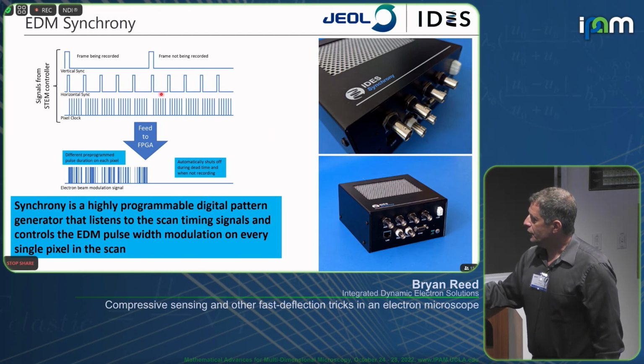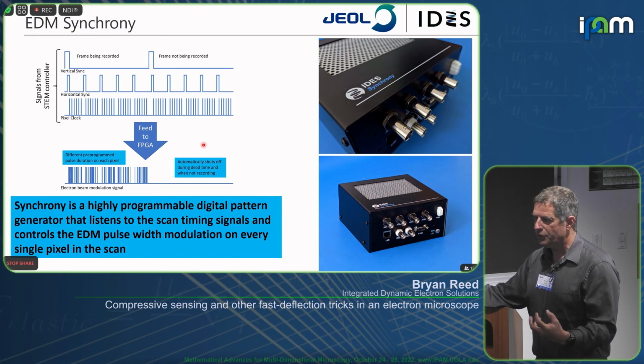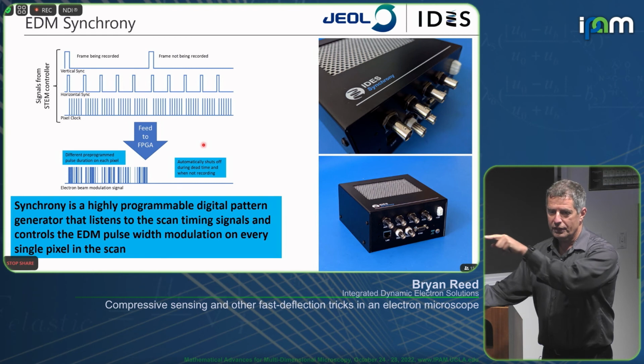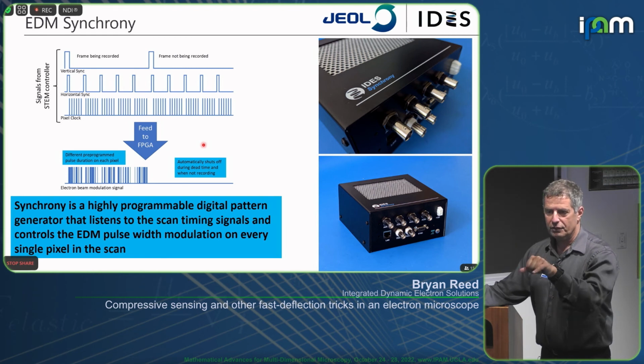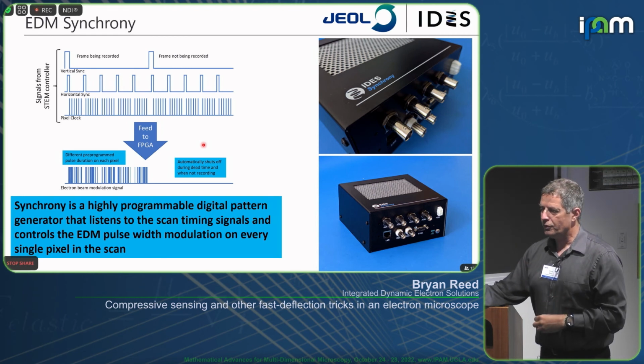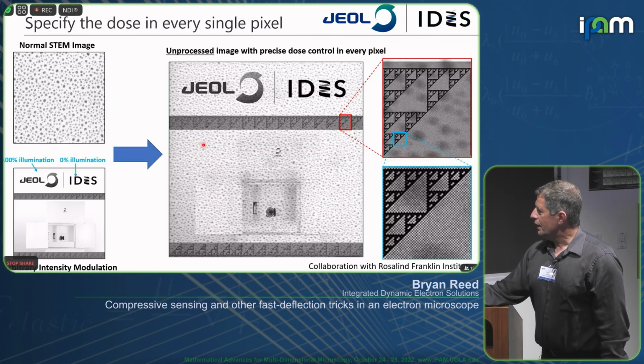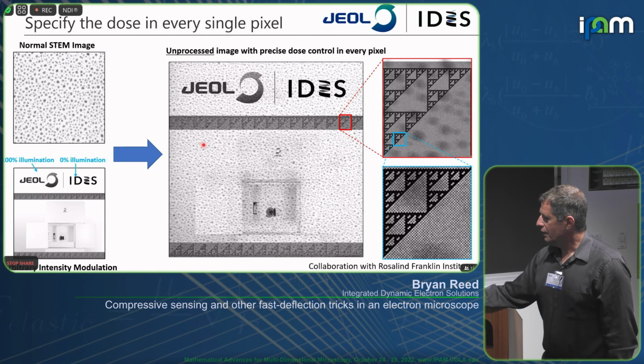So if your scan controller is putting out a vertical blank signal, a horizontal blank signal, and a pixel clock, then our system listens to all those timing signals. It goes, aha, I'm in scan line 12, pixel 85. The user wanted 60% dose on this one. I'm going to turn on for 60% of the pixel dwell time and then turn off. So as a result, you can get this kind of crazy thing.